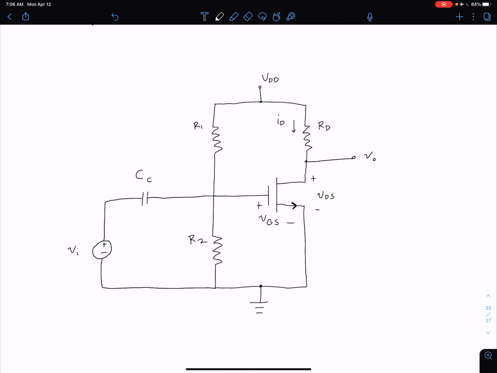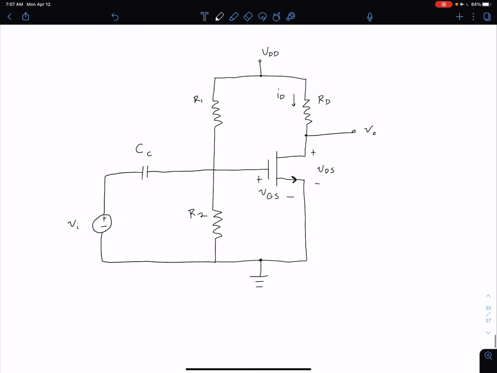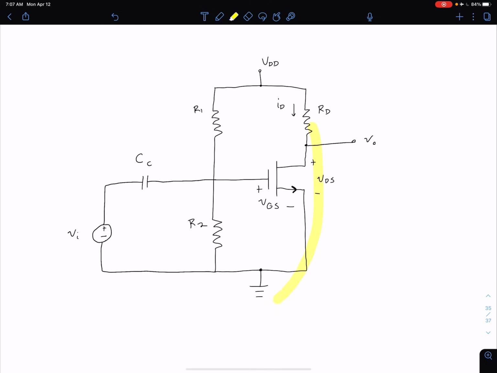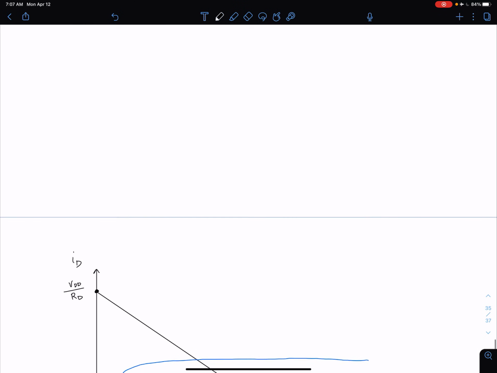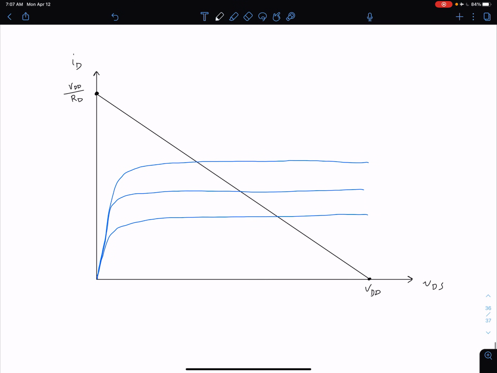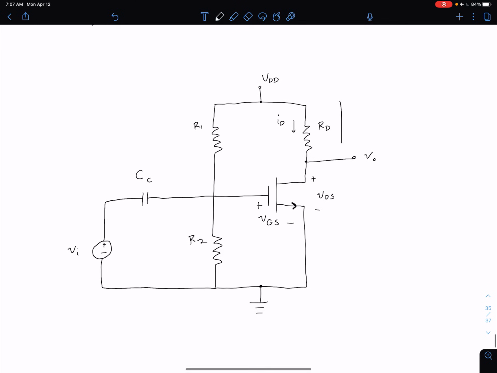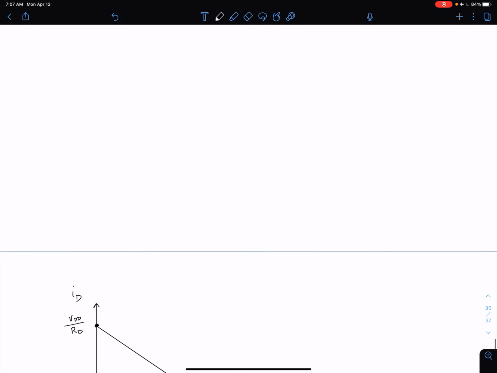Now, I think it's easiest to see the process of this amplification if we consider the load line. Remember, our DC portion of the circuit right here is very important, as that's going to set our operating point, or our Q point, of the circuit. If we come down here to our load line, for this particular circuit our maximum current is going to be VDD over RD, and our maximum drain to source voltage is going to be VDD. I can determine that just by doing a KVL along our drain source path over here.